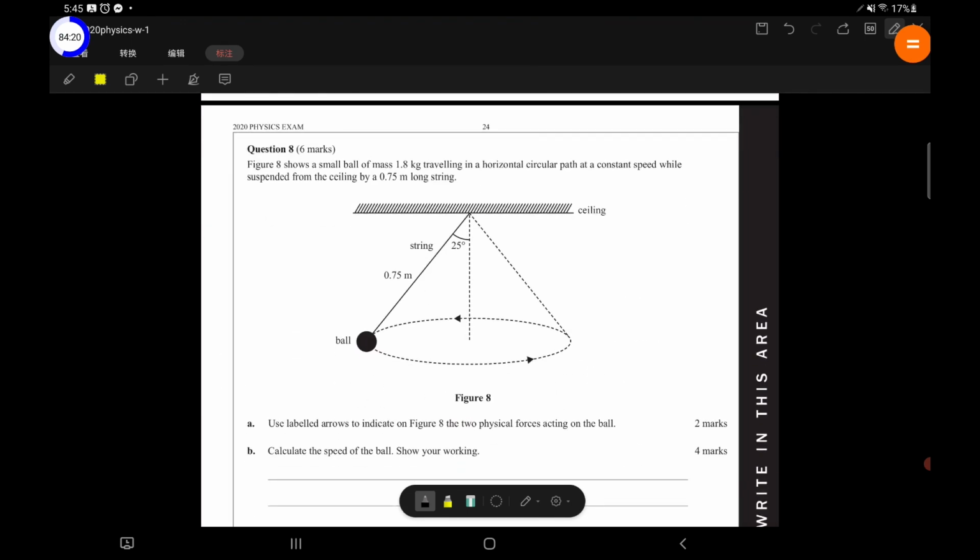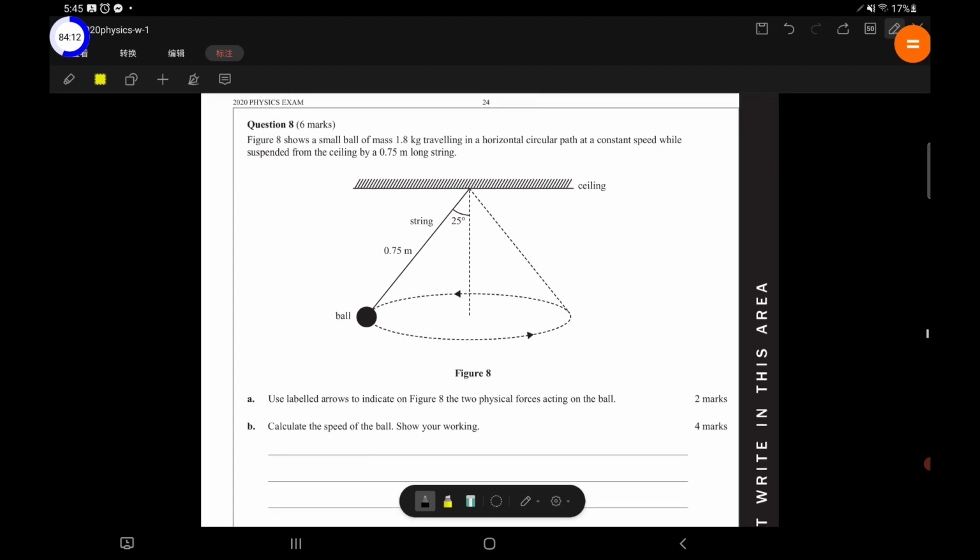Alright, finally, so now we have a mechanics question. Hopefully, just by judging from the diagram, we can see that this is a horizontal circular motions question. So we're given a small ball of 1.8 kilograms rotating in a horizontal circular path at a constant speed, so that's uniform circular motion, suspended from a ceiling by a 0.75 meter long string.